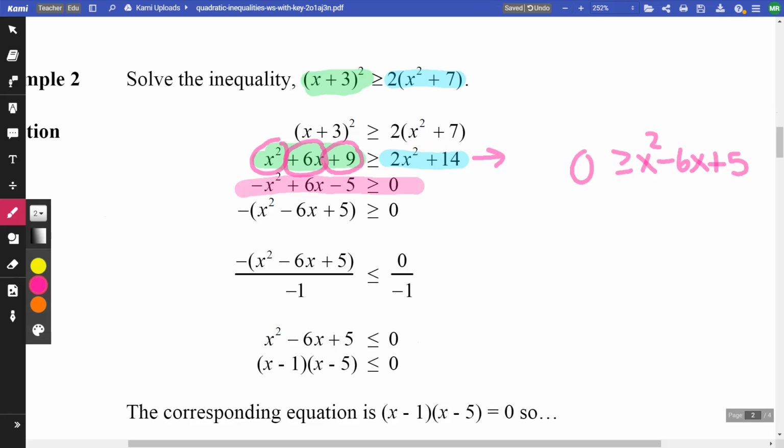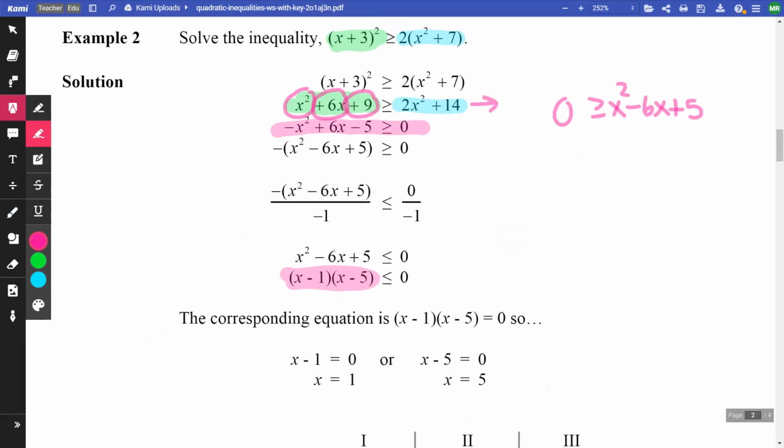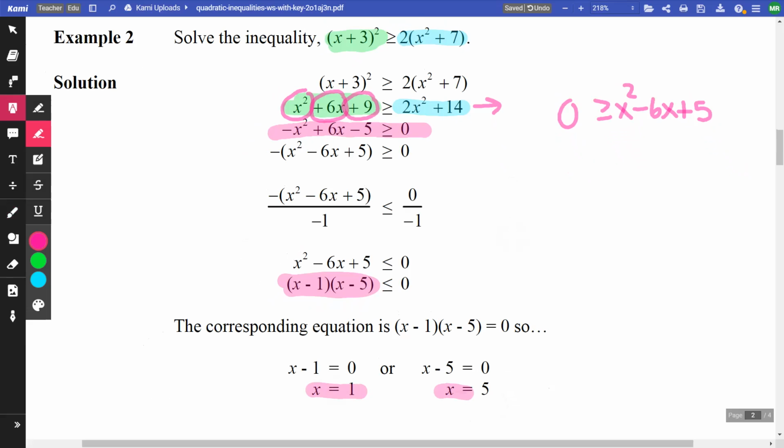And when I'm reading this, I want 0 bigger than my graph. So really, I want to be under. So I want 0 greater than my graph. I want 0 to be greater than or equal to my graph. So when they factored it, they got as their factors x minus 1, x minus 5. They solved that and ended up with x equal 1, x equal 5.